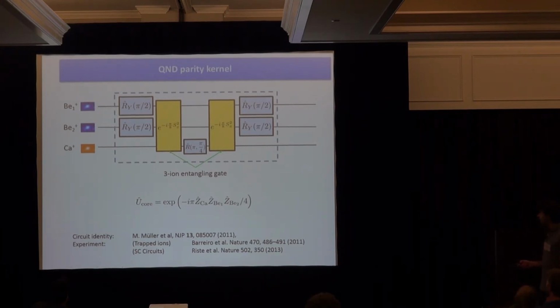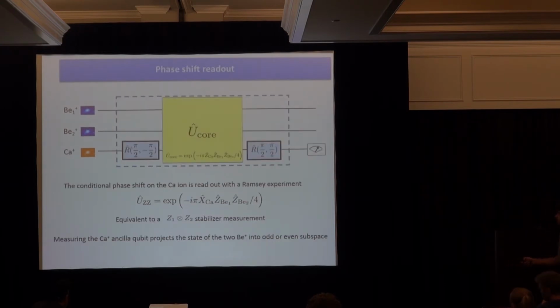If we put all these pulses together, what we get is a phase shift on calcium conditional on the ZZ parity of the beryllium ions. So how do we read out this phase shift? Well, we can just embed this core operation into a Ramsey sequence. And effectively what we get is a bit flip on calcium based on the parity of the two beryllium ions. So this effectively measures the ZZ stabilizer.